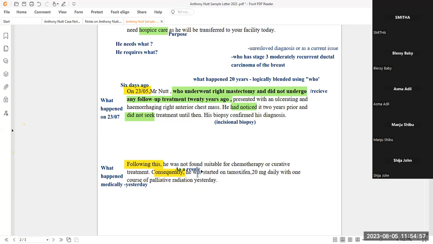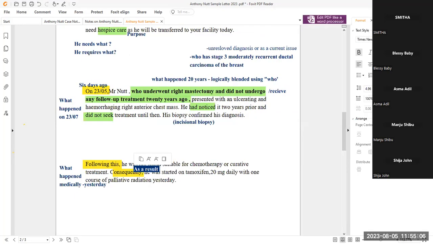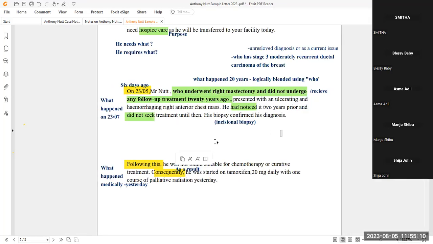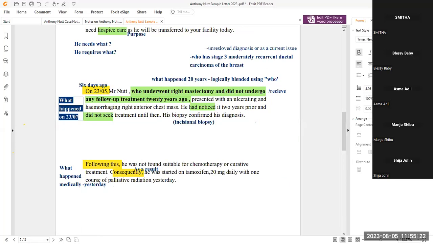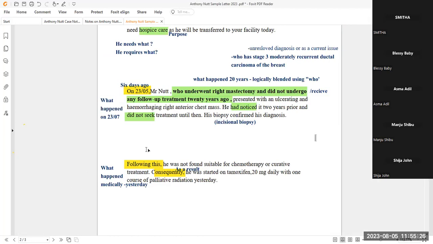I really hope I'm making sense to you guys. I understand if it's difficult, I completely get it, but just go through it. Just go through the theme. As we decided, I've arranged my sentences. All of you go through it. This is pretty straightforward. Yesterday we found that he's not suitable for chemotherapy or curative treatment. Then what happened on the 23rd, after the diagnosis was confirmed, we did this.